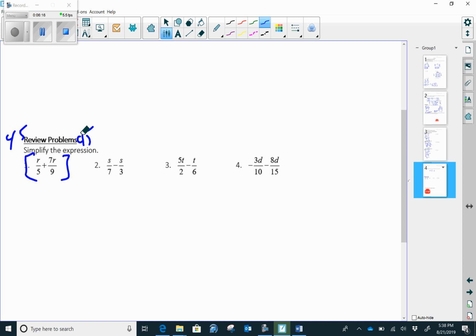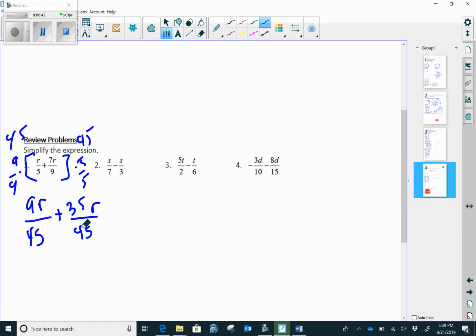Okay. So what do I have to multiply 5 by to make 45? 9/9. So I have 9R over 45. And I go to the second fraction. What do I have to multiply 9 by to get to 45? That would be 5/5. So I have 35R over 45.